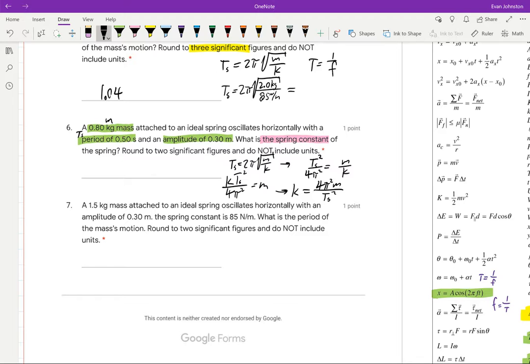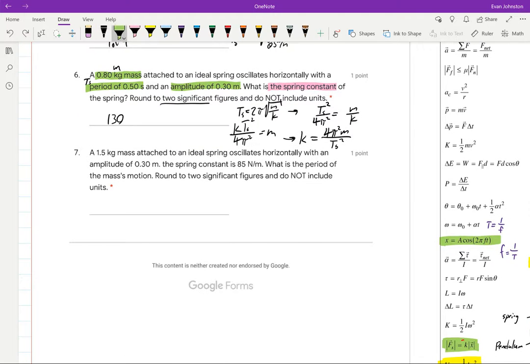I get 126, but it says 2 sig figs. So really 126 becomes 130. And you better not put a decimal, because that would be 3 significant figures, while that's 2 significant figures. So there we go with that one.